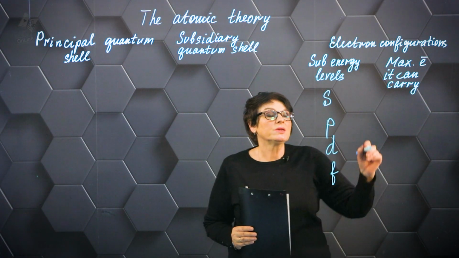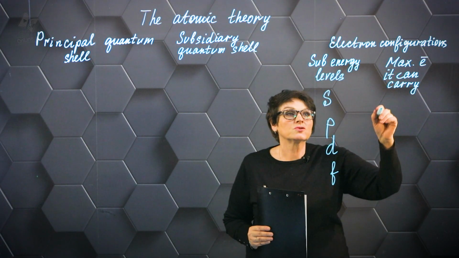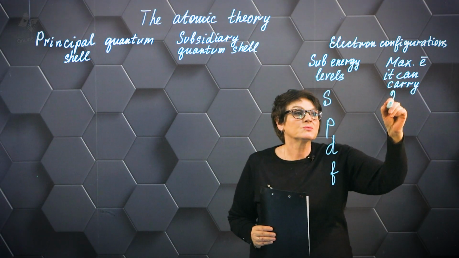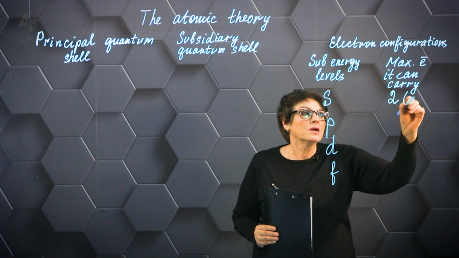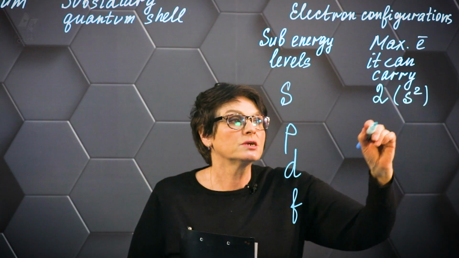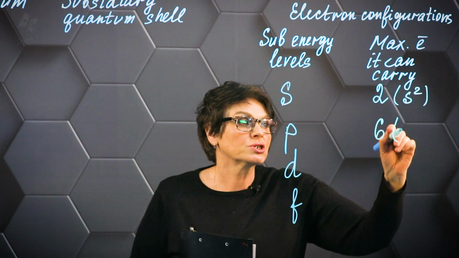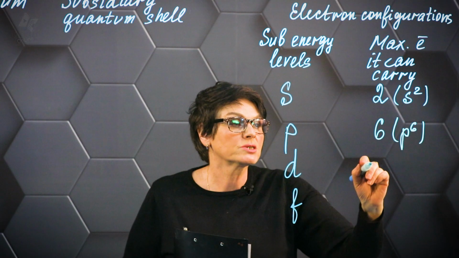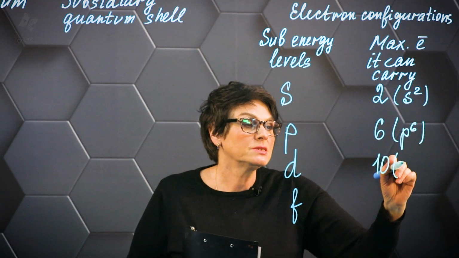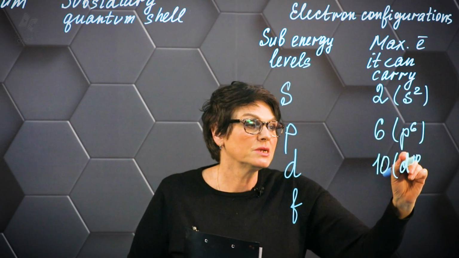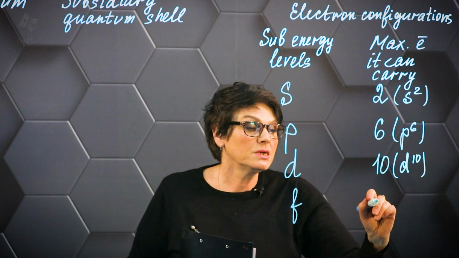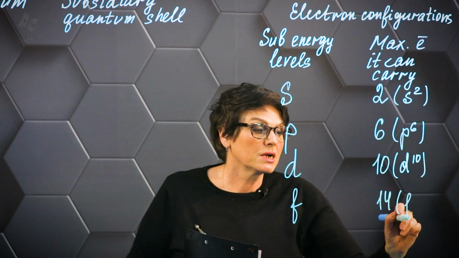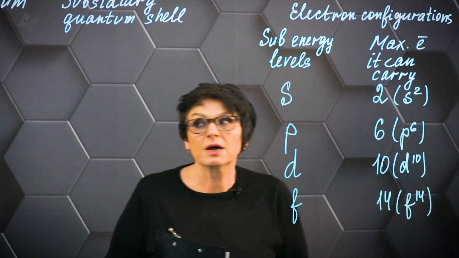Now, what is the maximum number of electrons that can reside? There are 2 electrons per S sublevel. This is recorded with the notation S2. On the P sublevel, 6. This is written P6. On D, 10. This would be written D10. And F is 14, which is written F14.